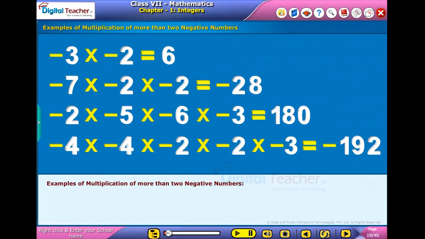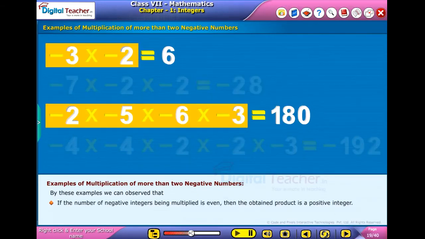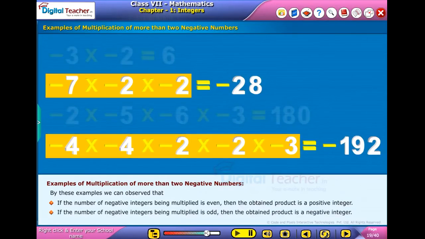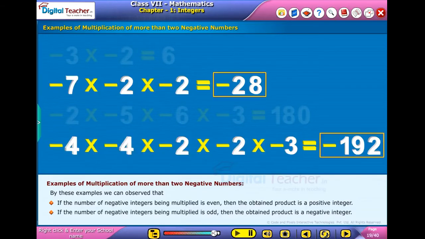Let's see some examples of multiplication of more than two negative numbers. By these examples, we can observe that if the number of negative integers being multiplied is even, then the obtained product is a positive integer. If the number of negative integers being multiplied is odd, then the obtained product is a negative integer.